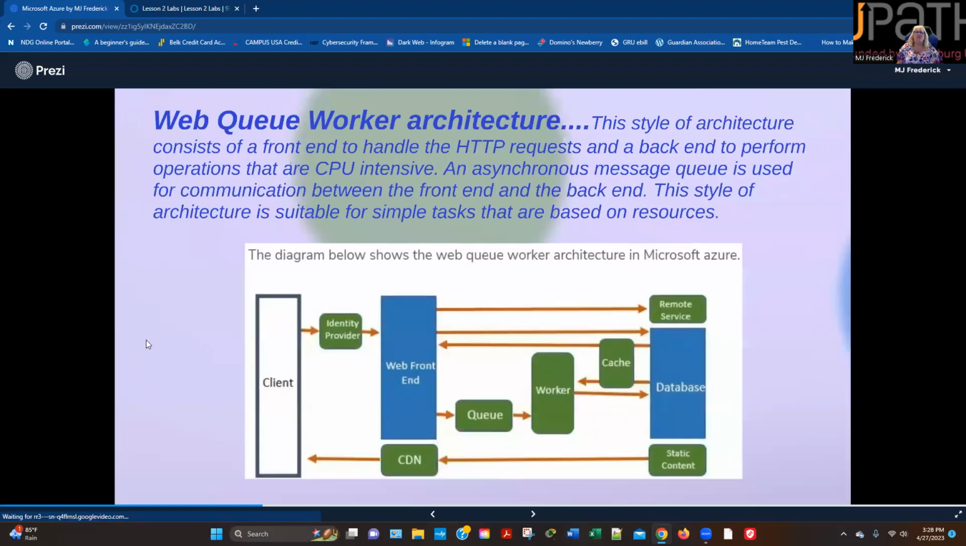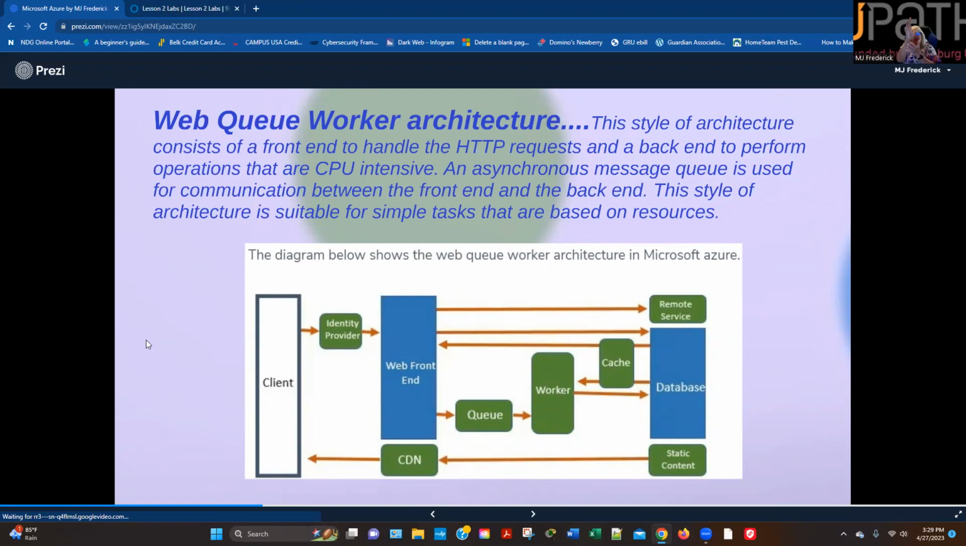Now, the next one you have is called the Web-Queue-Worker, or WQW, architecture. This is from your front end. When you think of programming, we have a back end and what's called the front end. The front end is going to handle all your HTTP requests, and it should be HTTPS. And the back end, just think of the backbone in the network. We have all our devices that we're utilizing throughout the network, but you have an infrastructure, a backbone, that helps connect everybody. Well, it's the same thing here.